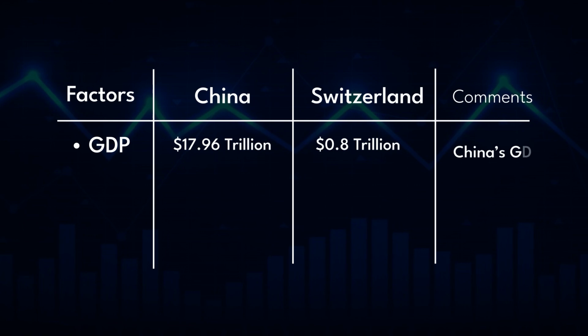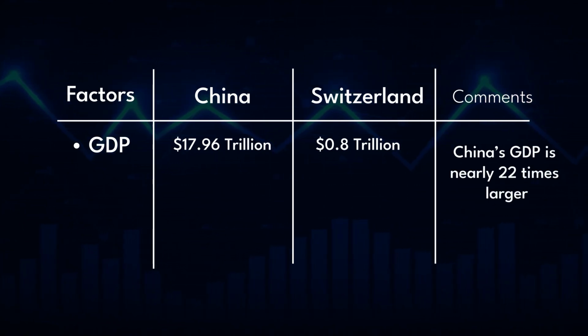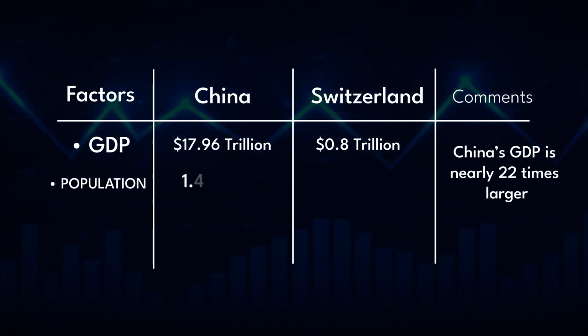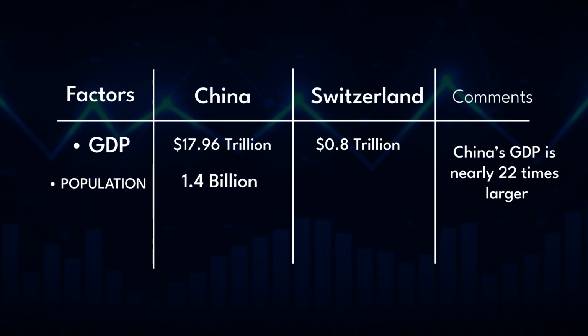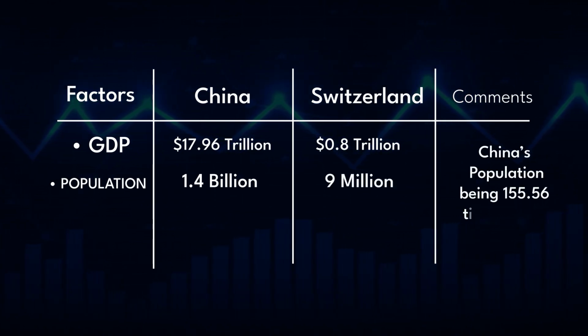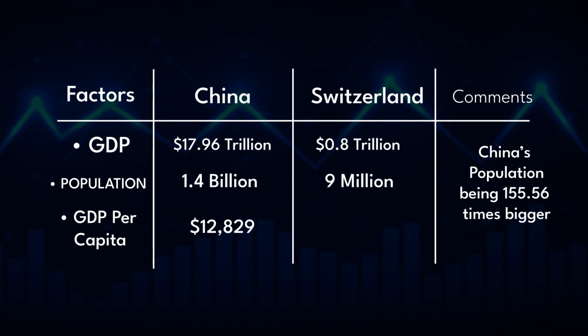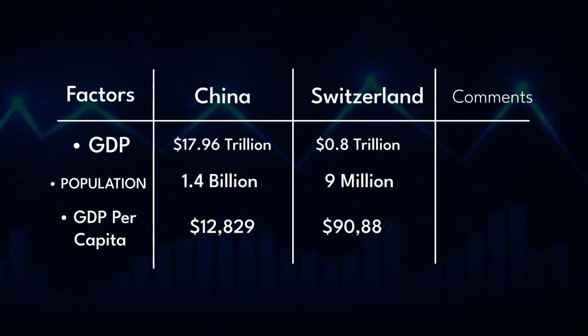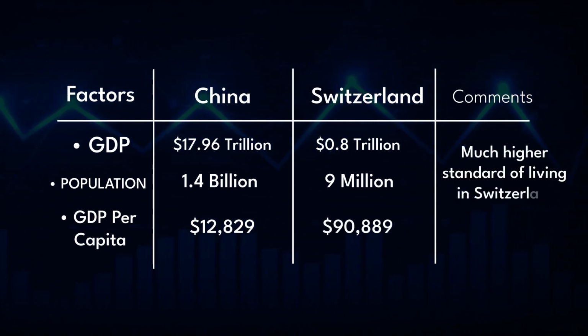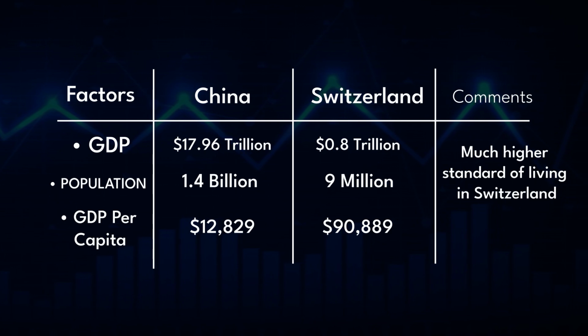At first glance, China's GDP is nearly 22 times larger, but considering population size, China had 1.4 billion people, while Switzerland had around 9 million. China's GDP per capita was $12,829, whereas Switzerland's was $90,889, indicating a much higher standard of living in Switzerland.